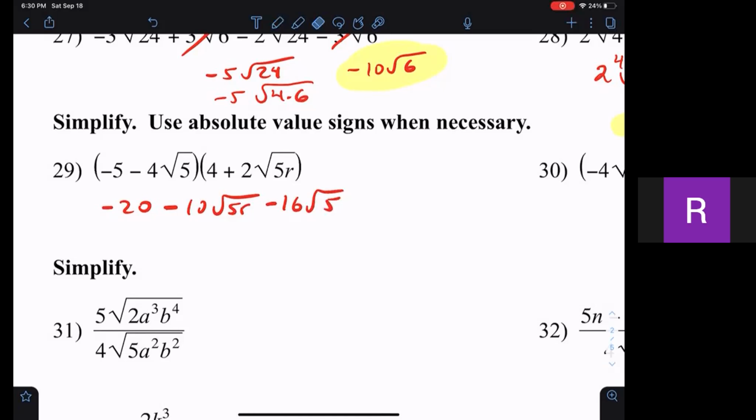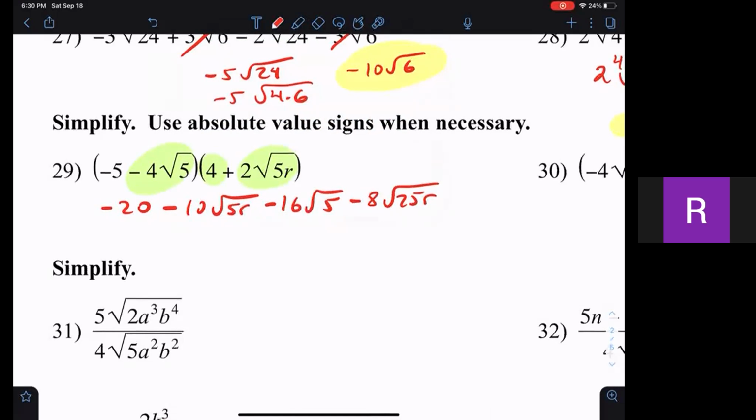So I'm now working with this, right? So negative 16 root 5. And then this is going to be negative 8 root 25. So let's see. I cannot simplify anything here. Negative 20, negative 10 root 5, negative 16 root 5. The only thing I can simplify here is this. The square root of 25 is 5, so that's going to be negative 40 root 5, and so on.